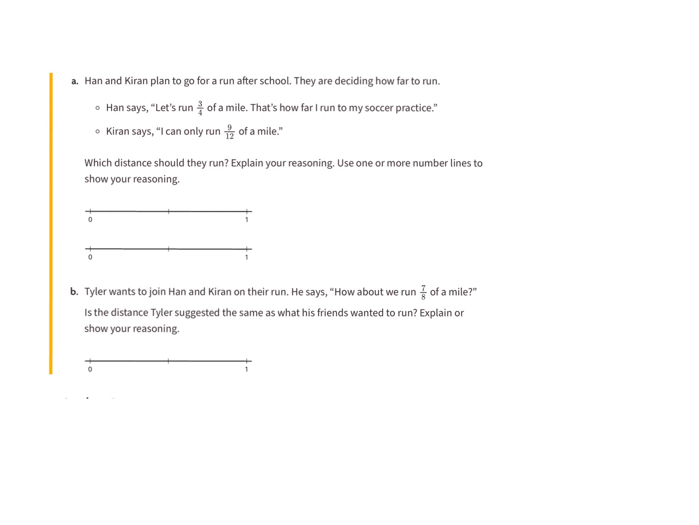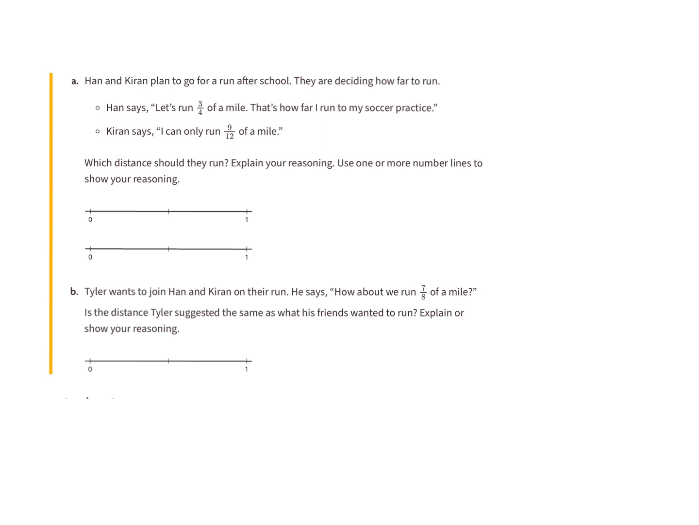So, Han and Kiran plan to go for a run after school. They're deciding how far to run. Han says, "Let's run 3/4 of a mile. That's how far I run to my soccer practice." Kiran says, "I can only run 9/12 of a mile."